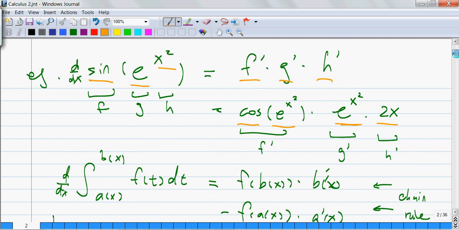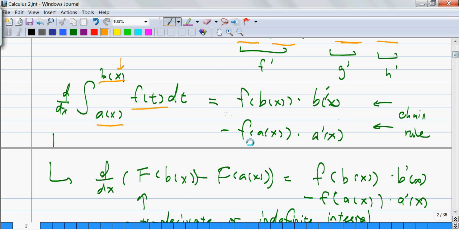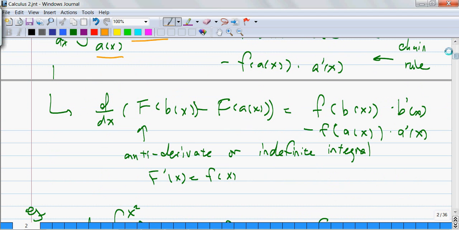Another use for the chain rule is when you do the fundamental theorem of calculus. If you are integrating something, f, from one function to another function, and you want to differentiate with respect to the argument of that upper and lower limit, then you need to use chain rule. And the way to get this formula on the right hand side is through this derivation.